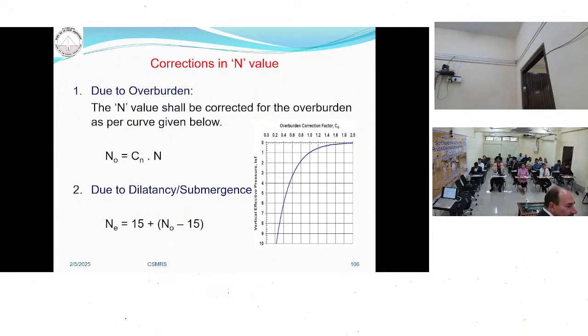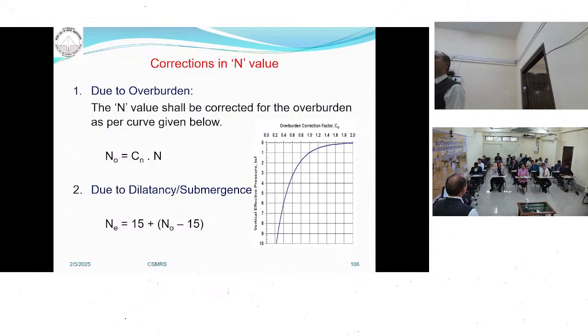So up to 1 meter, there is no correction. But beyond that, after 1 meter, correction is required. Up to 1 meter, you don't require any corrections.